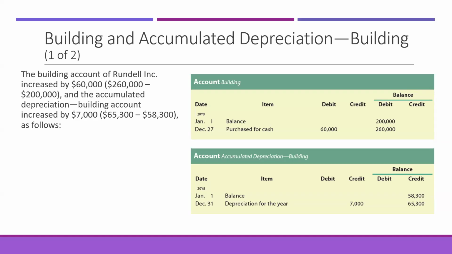So the key is to look at the facts presented in the problem and say, how did cash get impacted by this?